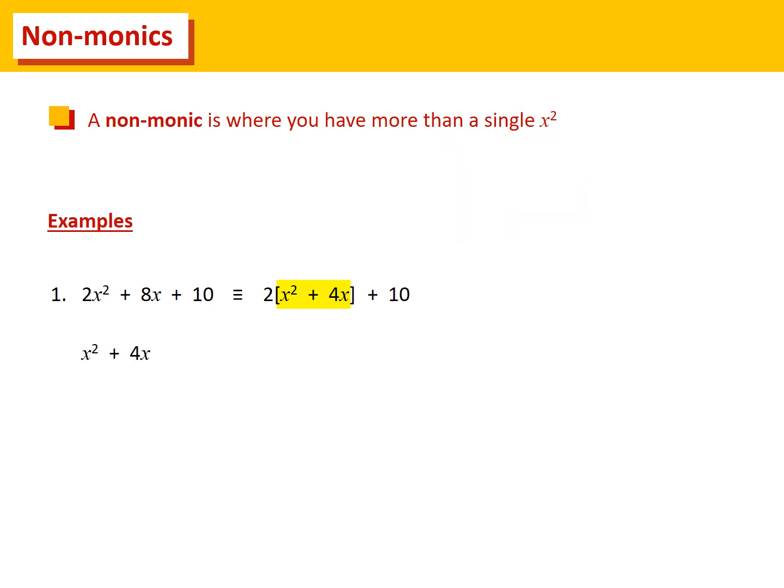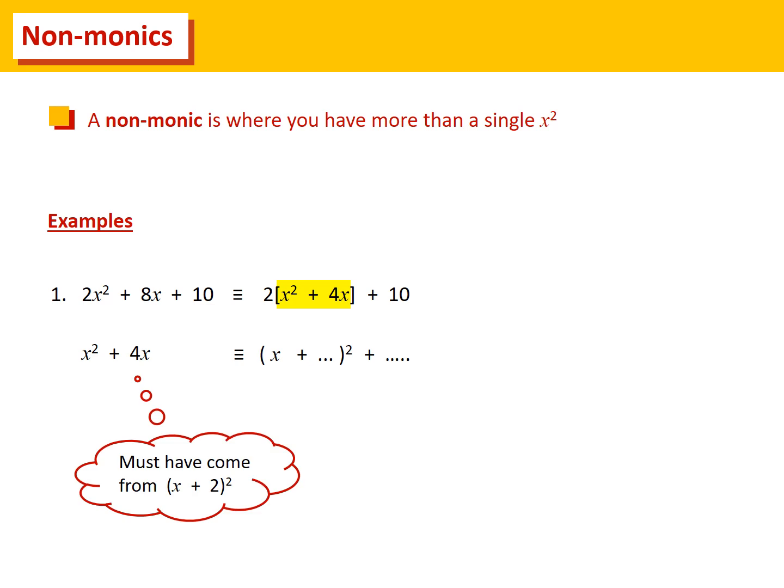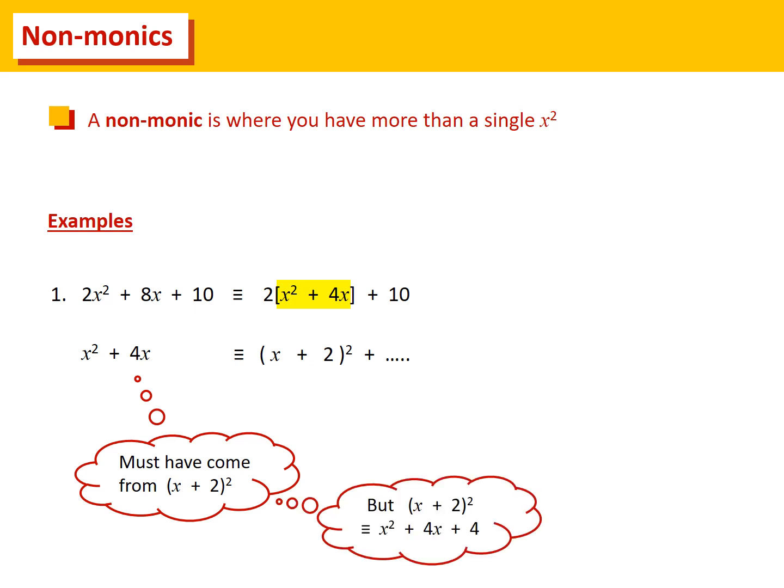So x squared plus 4x is x plus something all squared, and we may need to put a number on the end here to make it all equal each other. We'll have to just wait and see. X squared plus 4x must have come from x plus 2 in a bracket squared. So we've got x plus 2. But when we square x plus 2, we end up with x squared, 4x, and we'll also end up with plus 4 here. Now we don't have a plus 4.